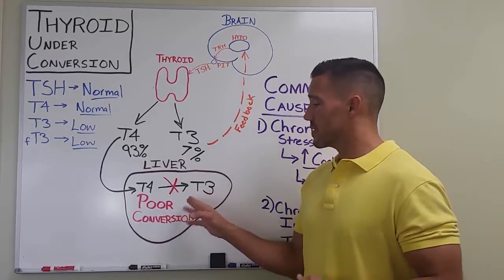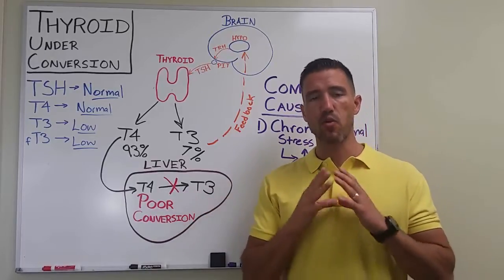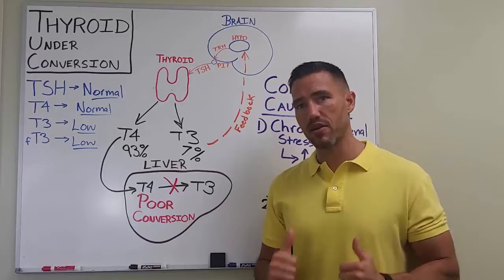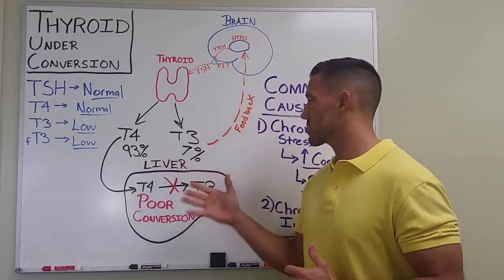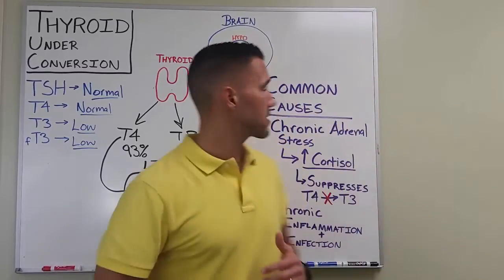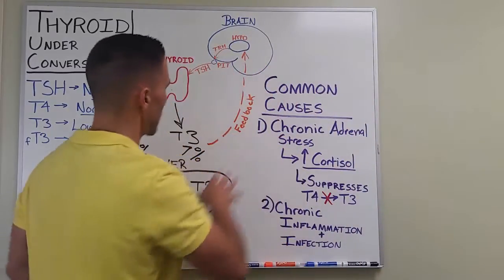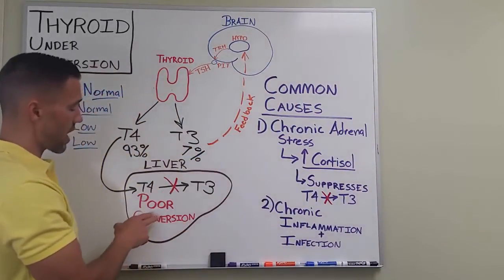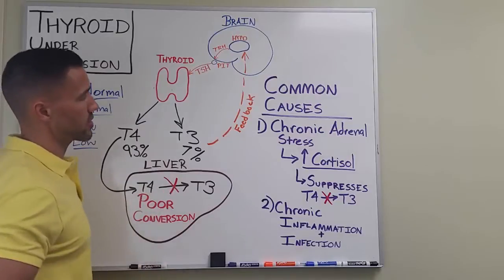So the poor conversion process needs to be considered. Why is it occurring? Let's talk about that, because all these things are going on. So let's talk about the things that drive this poor conversion process. All right, let's look here. These are some of the common causes that we'll see drive poor thyroid conversion, T4 to T3.